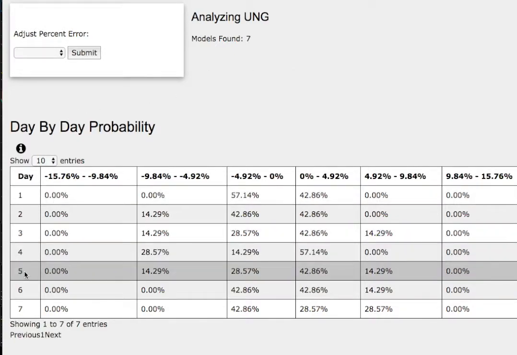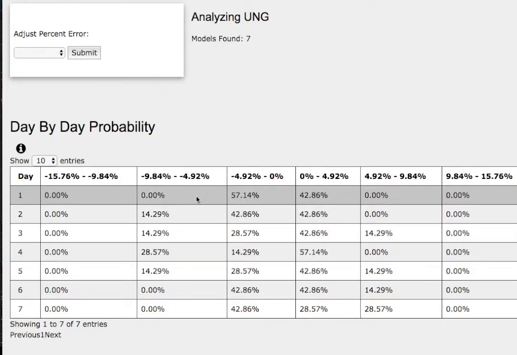As we progress to the 5th day or week of trading, we have a 43% chance for natural gas to climb between 0 to 5%, a 14% chance for it to climb between 5% to 10%, and to the downside, we have a 29% chance for it to fall between 0 to negative 5%, and a further extreme case to the downside, a 14% chance to fall between negative 5% to negative 10%.